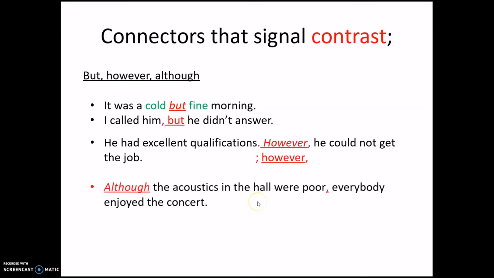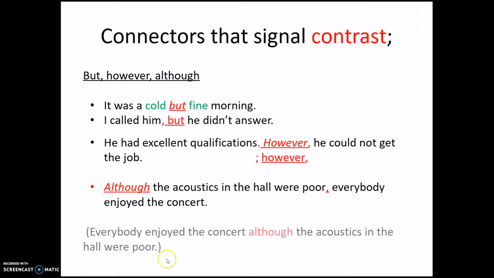Although is the next one. Although the acoustics in the hall were poor, everybody enjoyed the concert. When we use although at the beginning of the sentence, we need to use a comma here to separate those two sentences. But when we use it in the middle, we don't need to use a comma.